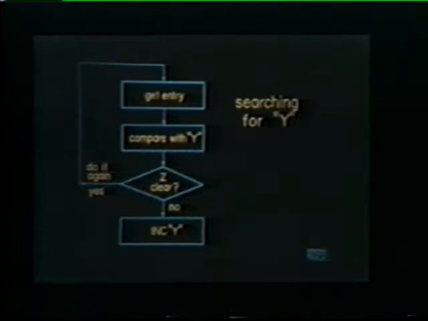This flow diagram represents a small program that will search for y and then increment y when it has been found. First, we get an entry from the table of values. Then we compare it with the value we're seeking, in this case, the value y. We next ask if the Z bit is clear. If the answer is yes, we know that we have not found the value we're seeking, so we get the next entry and compare it with the value y. However, if the Z bit is not clear, that is, if it is set, it indicates the results of our comparison were equal. Therefore, we have found the desired value, so we go to the next instruction, increment y, which is the job we planned to do in the first place.